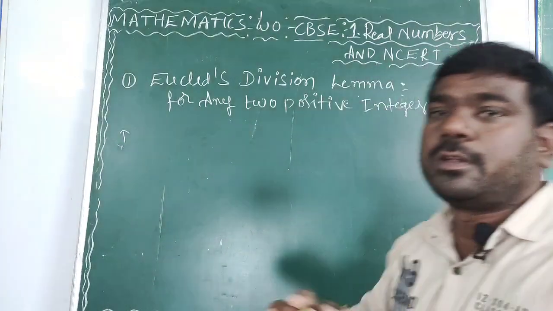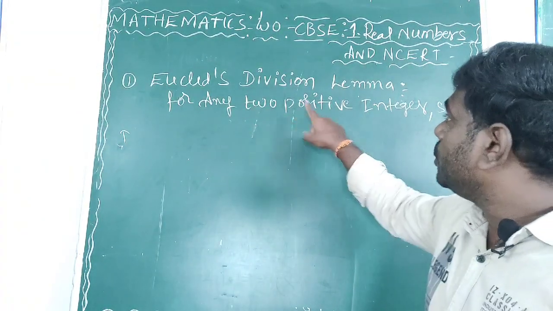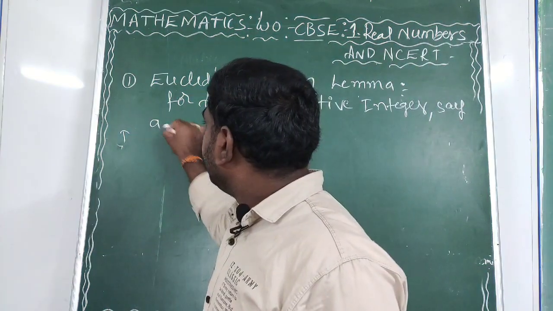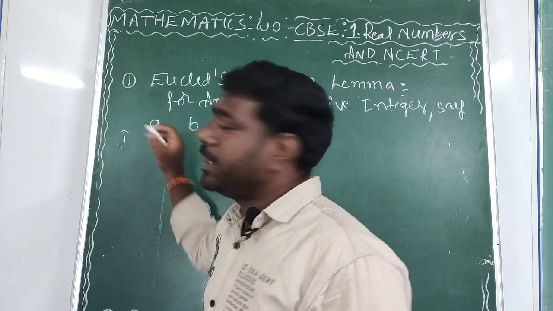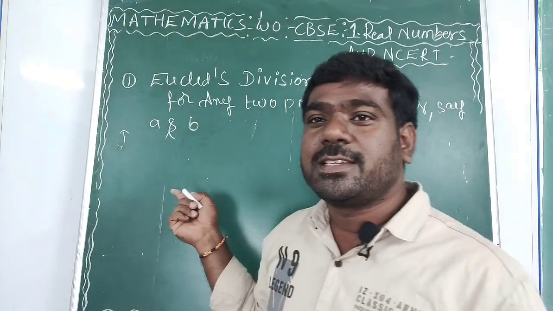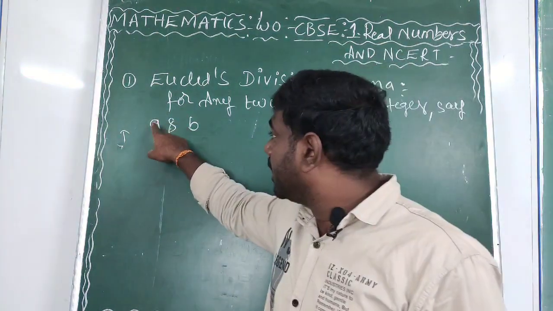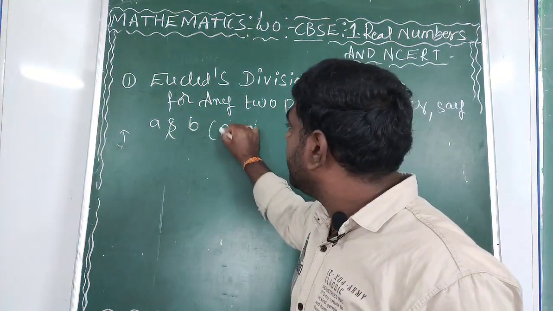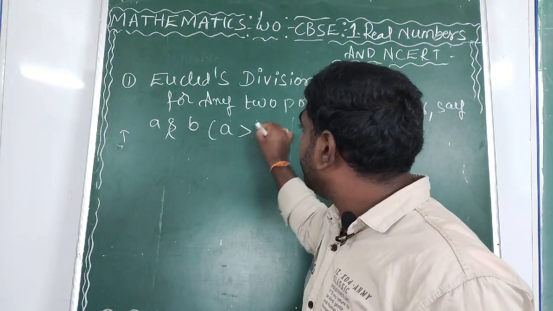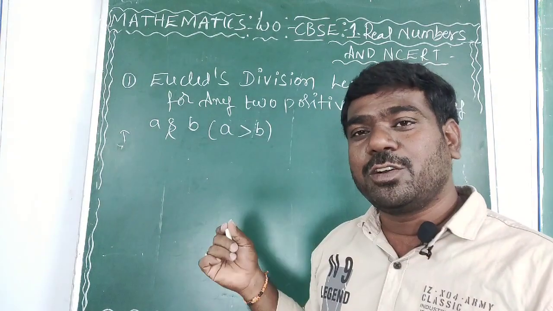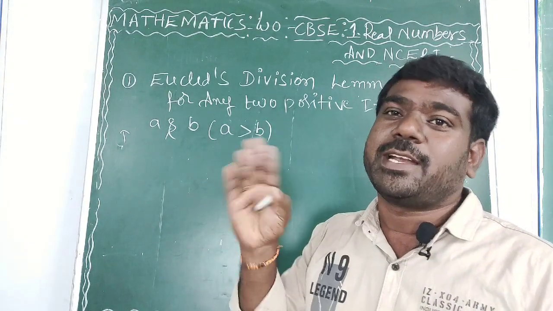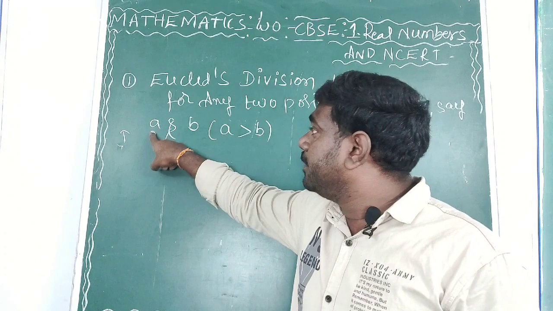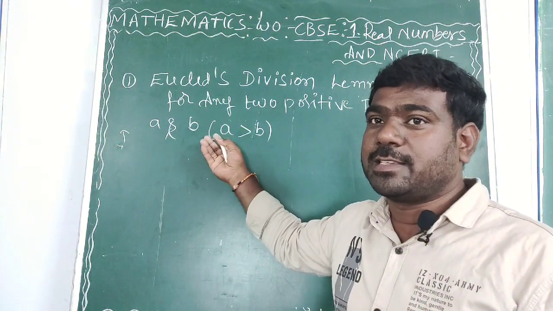So for any two positive integers, say what are the two positive integers? A and B. Condition is what, children, here? Remember, if I take A as dividend and B as divisor, A is always greater than B. Why? Already we know the division rule. Dividend should be greater than the divisor. That is the condition if I am considering A as dividend and B as divisor.